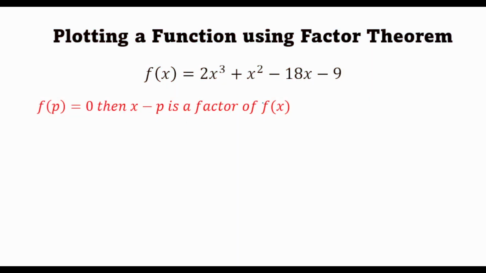In today's lecture, we'll learn how to plot a function using factor theorem. The factor theorem says that if we have an f of x, such as this one, then if we can find a p such that f of p is equal to 0, then x minus p will be a factor of f of x. So let's find out at which values of p the function f of x becomes equal to 0, and then we can say that x minus p is a factor of f of x.